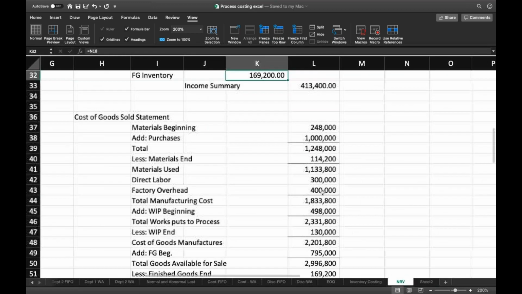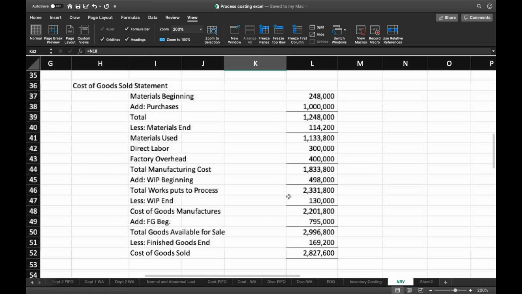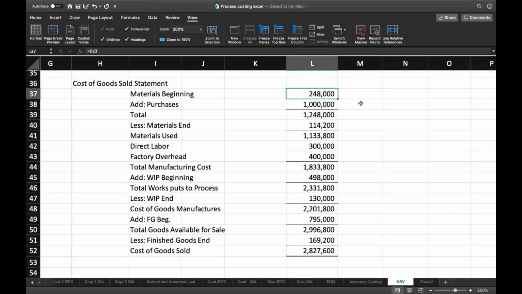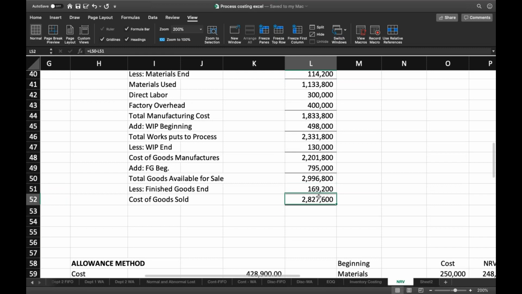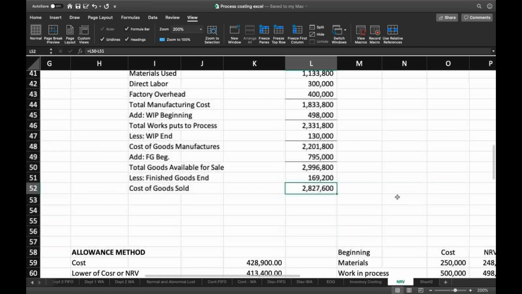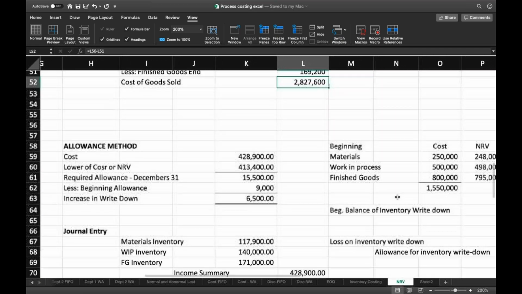Okay, let's prepare the cost of goods sold. Beginning is given, purchases is given, total, materials end at lower of cost or NRV. Okay? So, lahat ng mga ending inventory natin, lower of cost or NRV. So, our cost of goods sold is 2,827,600.